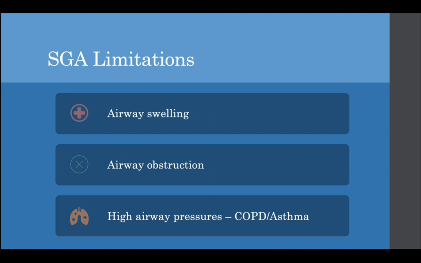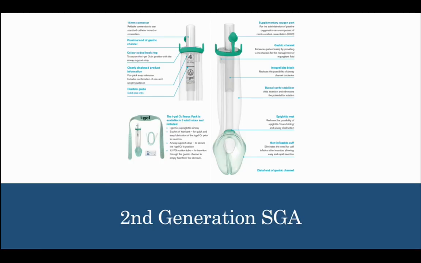They do have some limitations. Patients with airway swelling, patients with an active obstruction, and patients with high airway pressures may be patients that a supraglottic won't be ideal for. Now, this is not to say if I'm in a failed airway algorithm that I can't grab for this tool. Absolutely do grab for these tools in a failed algorithm. But remember, as you're risk stratifying a patient, these are some of the limitations for this device.